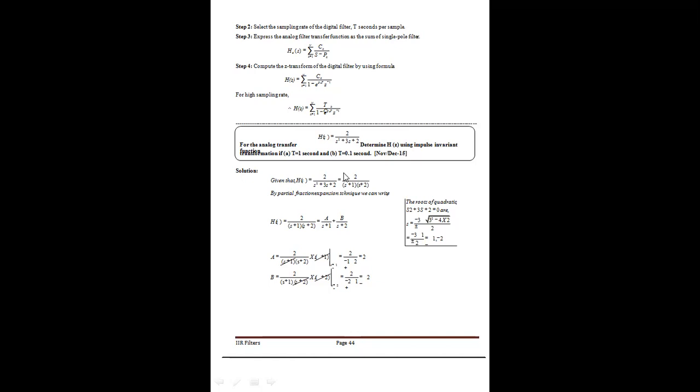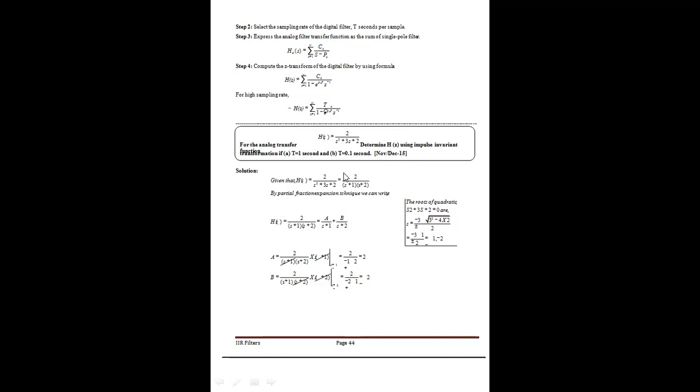For the analog transfer function H(s) equal to 2 divided by s squared plus 3s plus 2, determine H(z) using the impulse invariant transformation if T is equal to 1 second and if T is equal to 0.1 second. So we are going to analyze 2 different cases.